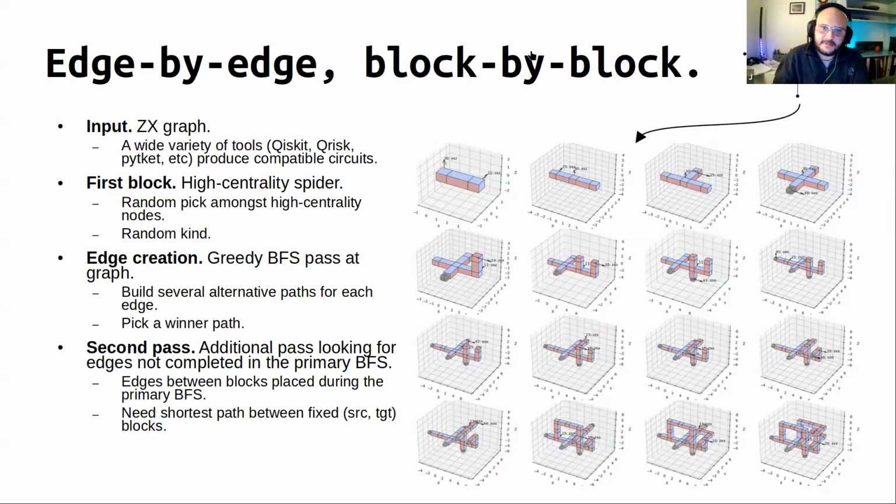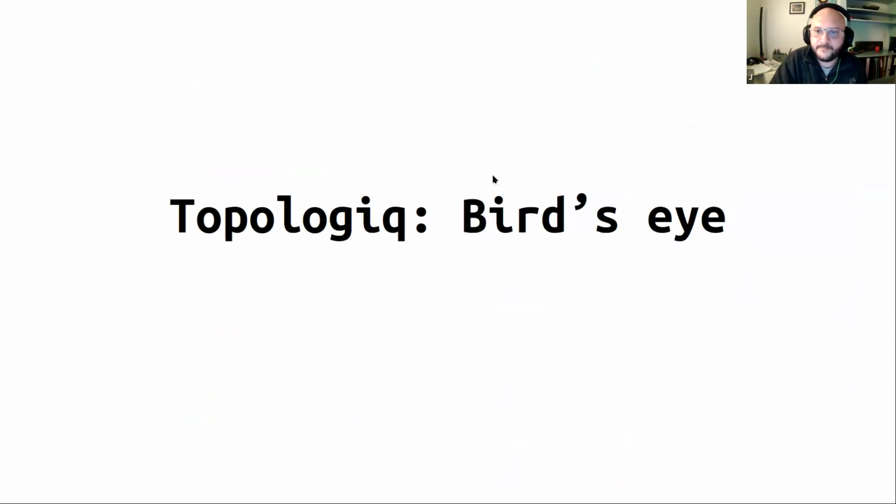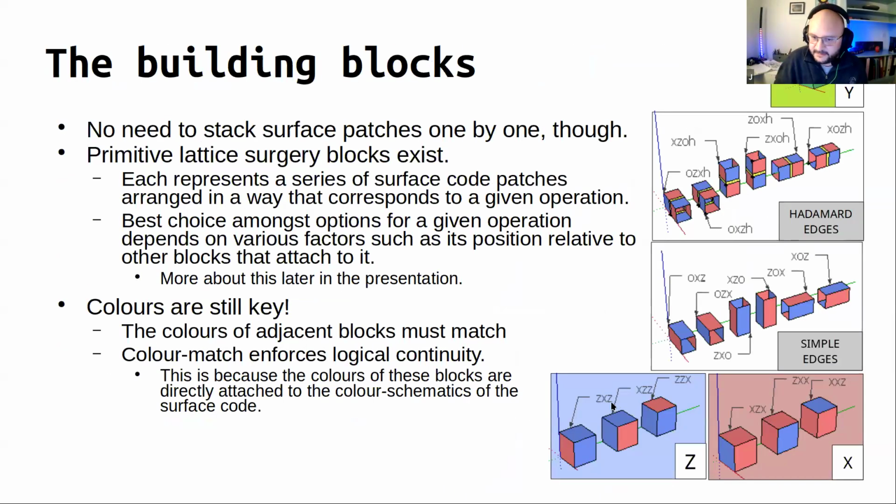Then in the first little corner here, you see that it makes one choice. The first block is selected randomly from high centrality nodes, and then it selects a random kind. The kind, I didn't explain that well. If you see these blocks, they have names. That is the kind. You refer to each of these blocks by a different name, and the kind matches the colors and the direction in which the colors are oriented.